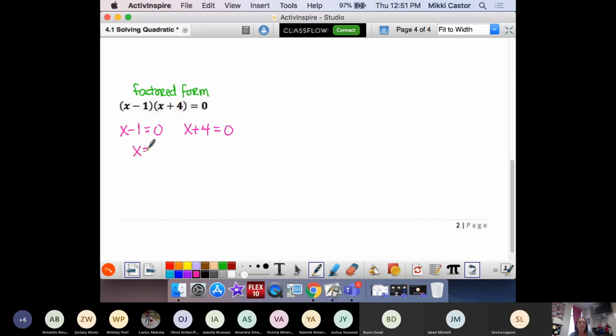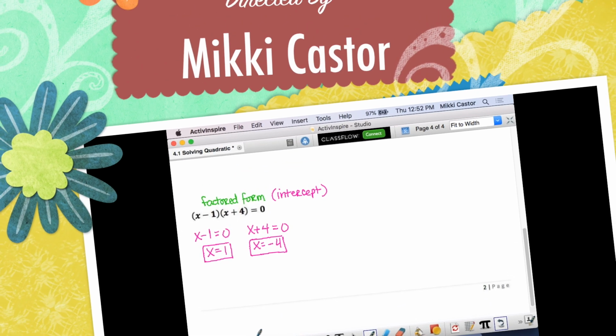So in this case, x would equal 1. And over here, x would equal -4. Okay, we also called this intercept form. And the reason we called it intercept form, hopefully is making sense now. These are your x-intercepts, which we just figured out today are also the solutions to the equations. Alrighty. What questions do I have at this point?